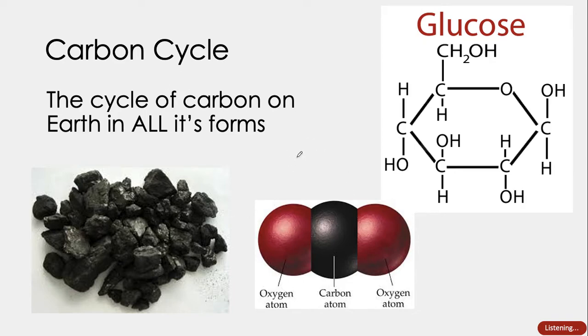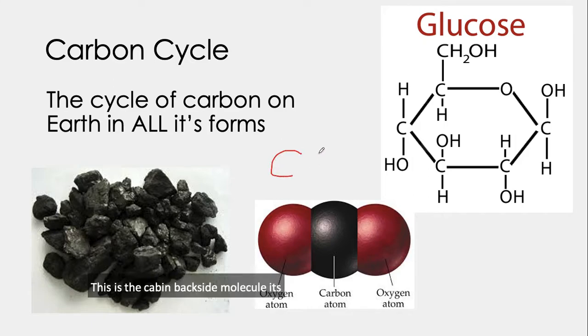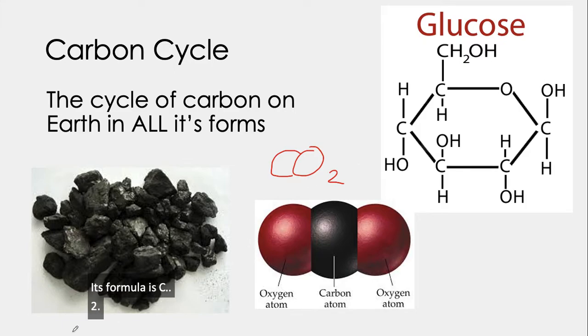So this is the carbon dioxide molecule. Its formula is CO2. So we've got one carbon atom and then 2 oxygen atoms, and this is what it looks like. Hopefully you remember this from chemistry. You've got the carbon atom in the middle and then an oxygen atom on either side, and they're joined with covalent bonds.